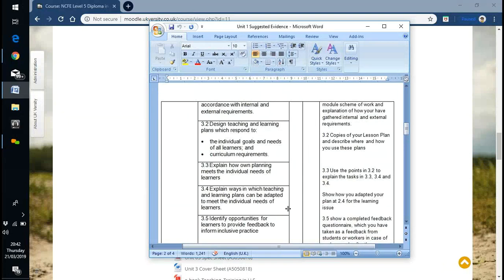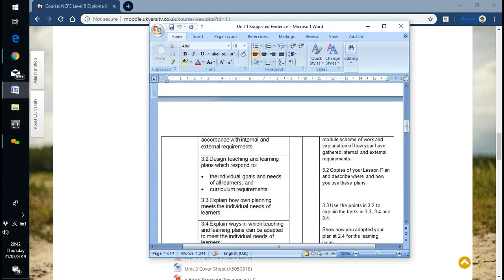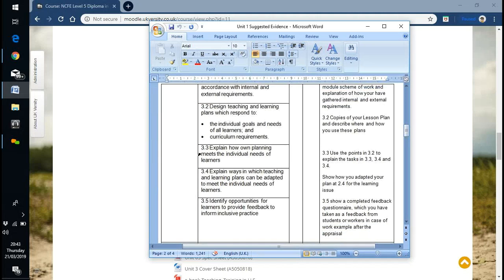So from 3 onwards, it follows on. You've got a scheme of work. You've got a lesson plan. You design the lesson plans to meet these needs. You explain how your own planning to meet these needs is there. And then 3.4, you've shown where you've adapted it to meet the needs of this particular learner.